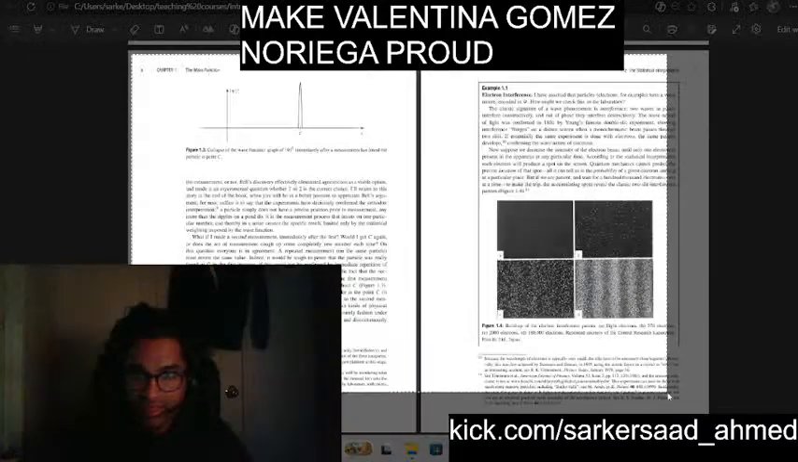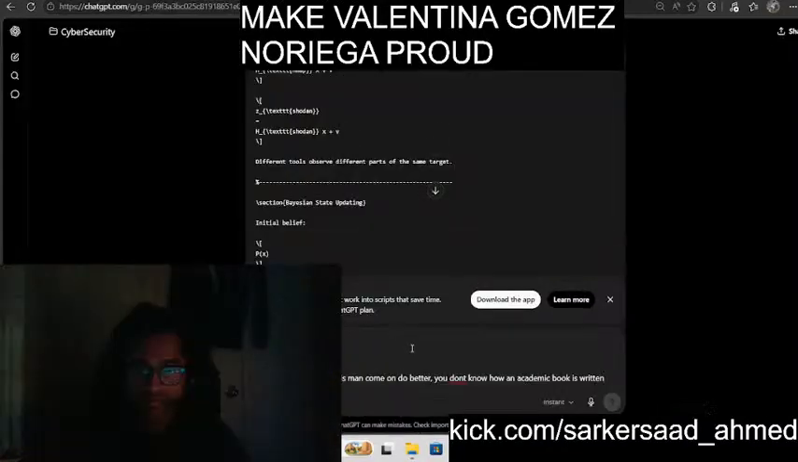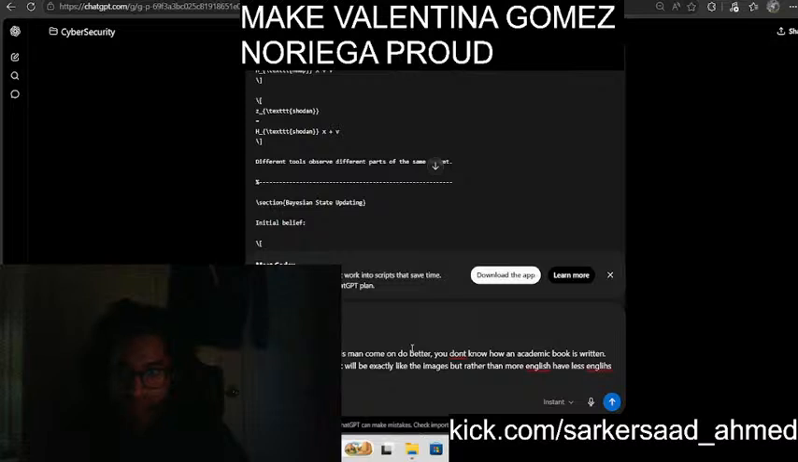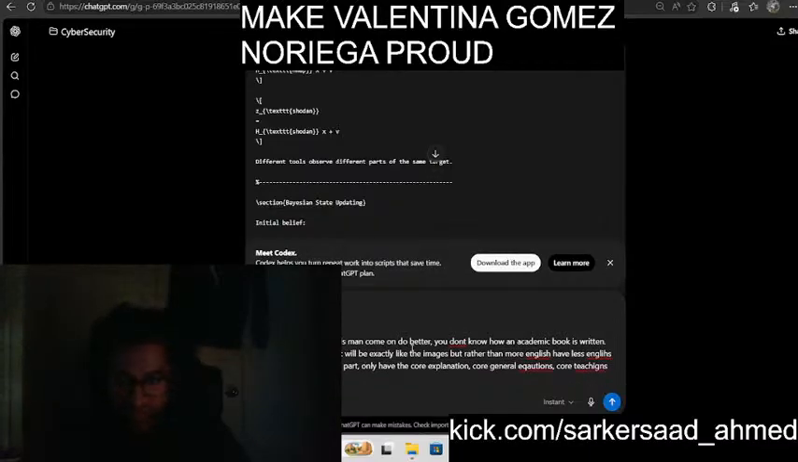So the structure of the book will be formal, exactly like the images, but rather than more English, have less English and more math. The English part should only have the core explanation, core general equations, core teachings and stuff.